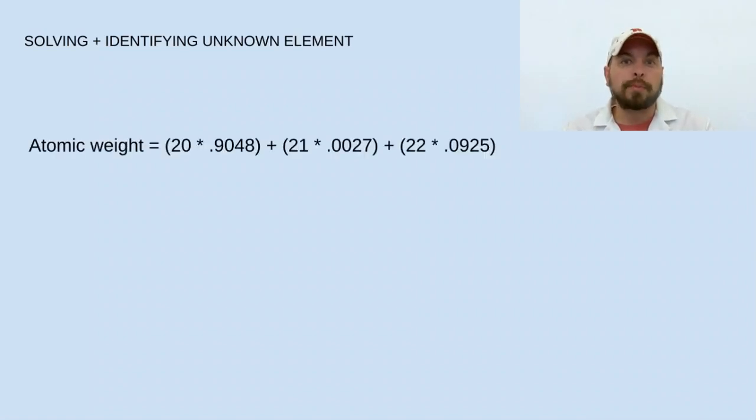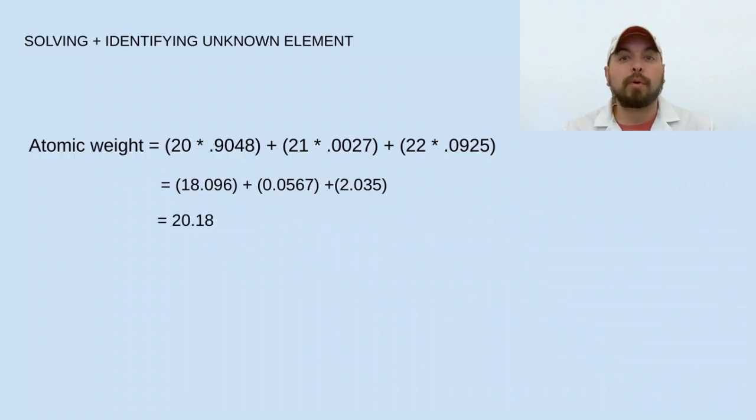The way we do this is we take that first mass, 20, and we multiply it by its frequency, 0.9048. We then add that to 21, which we multiply by 0.0027. And then we add that to 22 times 0.0925. When we add all those together and we complete that math, we end up with 20.18.